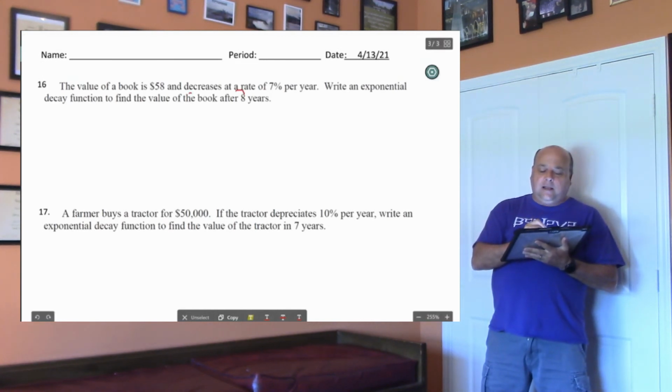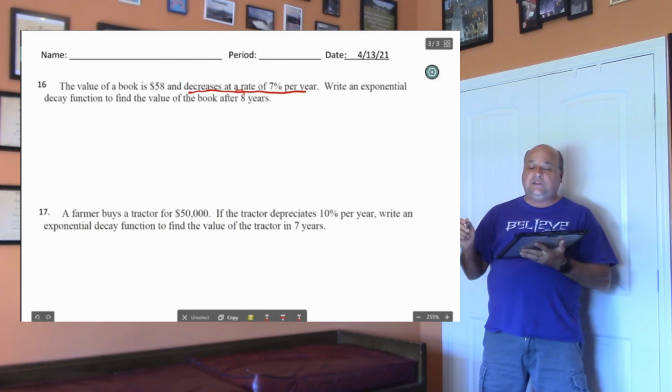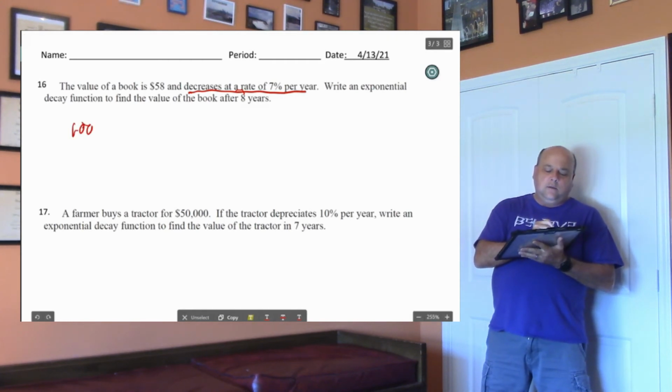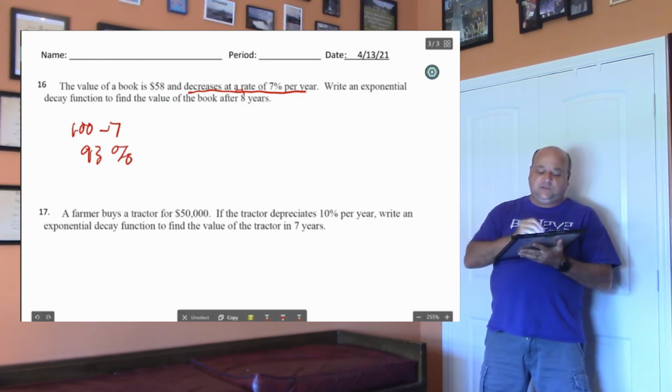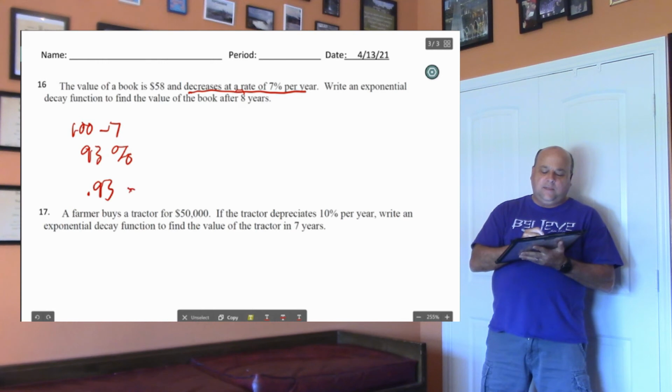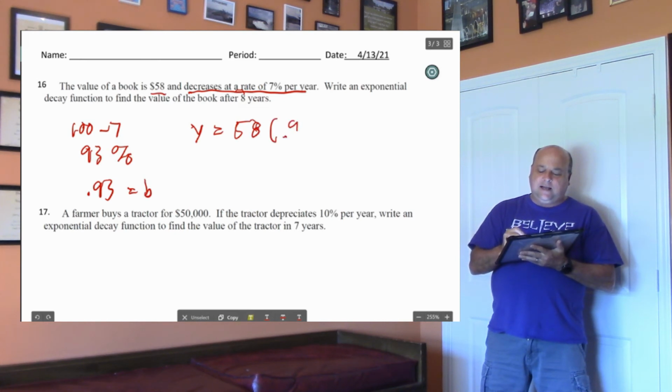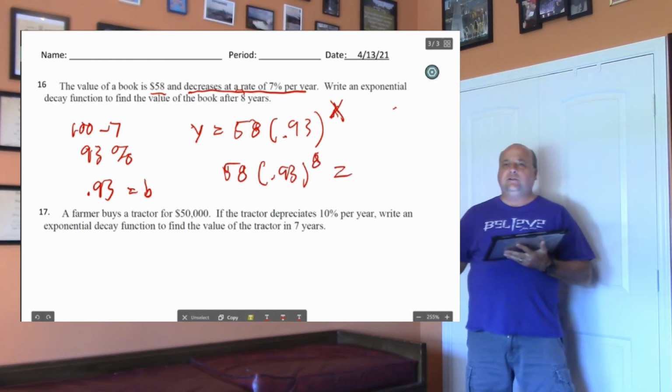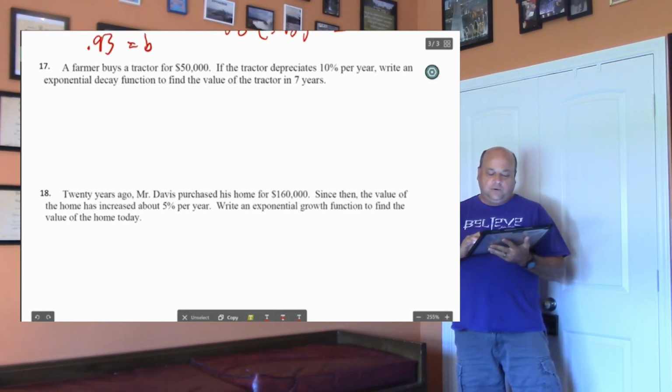Haven't had that yet. Okay, this one is still decreasing at 7%. So you're going to do 100 minus 7 is 93%, and the decimal of that is 0.93. That's going to be our B. This is our A. So y equals 58 parentheses 0.93 to the x power, and you're going to use x equals 8. And you're going to get that answer, okay? Is this going to depreciate every time?